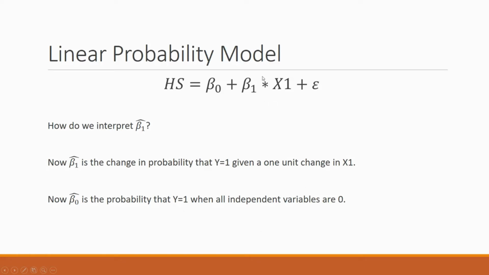So let's take our example of grades. Let's say x1 is the student's grades, their GPA in high school. Let's say that their GPA was 0. They had a 0 GPA. And so beta 1 times 0 is just 0. And so if we want to know the probability that someone will have a high school degree when their GPA is 0, that will be beta 0 hat. Beta 0 hat will be an estimate of the probability that they have a high school degree when the independent variables are equal to 0.